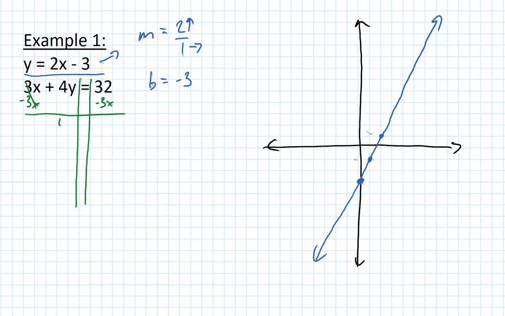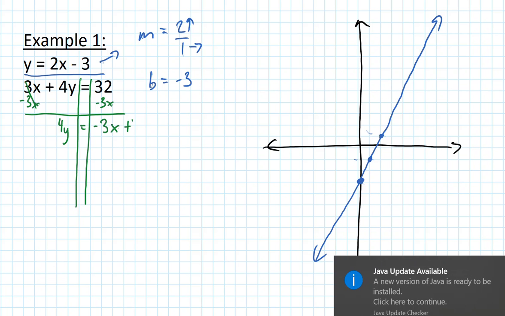Here it cancels. I'm left with 4y on the left side. That's good because y is more alone. On the right side, 32 and 3x are not like terms. They never will be. So I'm just going to bring it down. I'm going to write the x term first because that's easier to work with. And that 32 is positive, so I'm going to add it.